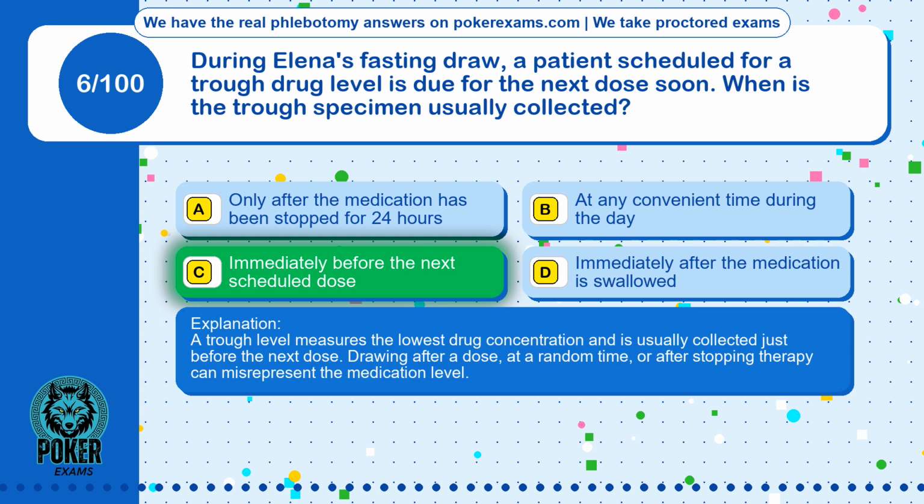A trough level measures the lowest drug concentration and is usually collected just before the next dose. Drawing after a dose, at a random time, or after stopping therapy can misrepresent the medication level.